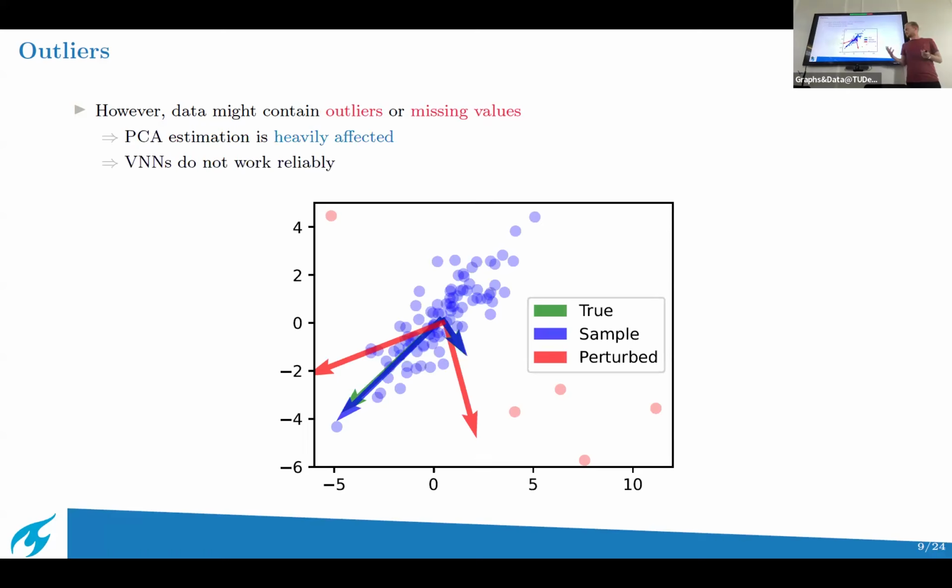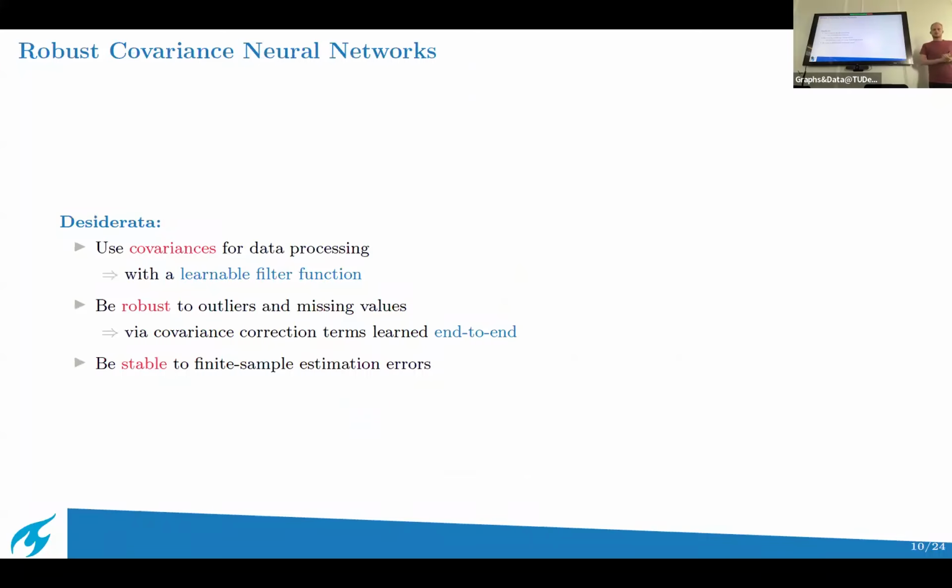And the problem with this setting is that the principal components or the covariance matrix can be very largely affected very quickly. So in this toy example, I have 100 data samples and 5 outliers. And the principal directions, the red ones, are completely off compared to the true ones, right? The true ones are the green, which were very well retrieved, but I just add 5 outliers and everything goes wrong. So in this setting, you can't really trust either PCA or VNNs because they act on the sample covariance matrix. And if your data contains a few outliers or missing values, the sample covariance is not reliable anymore.